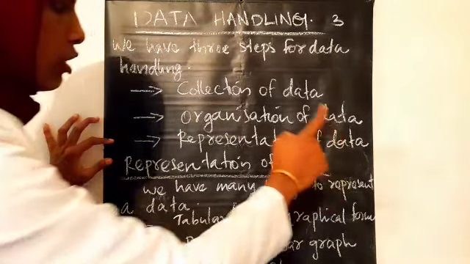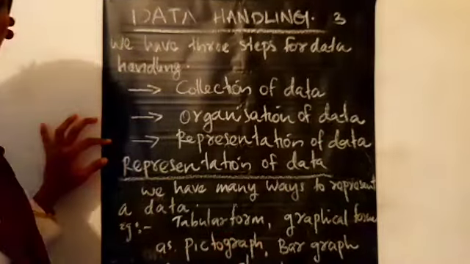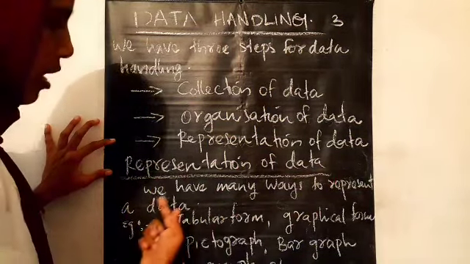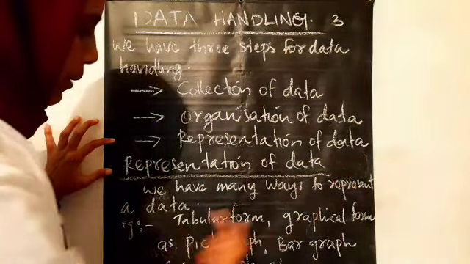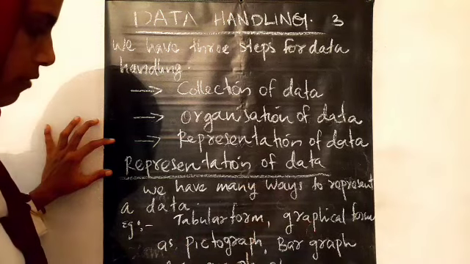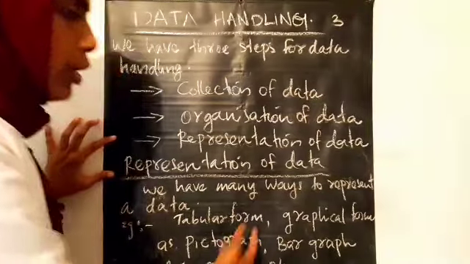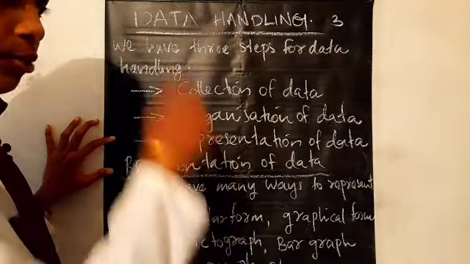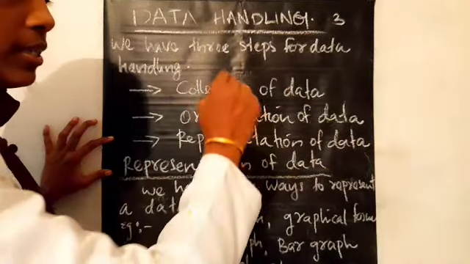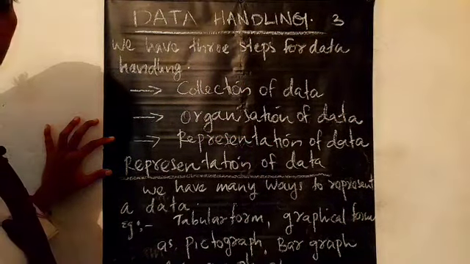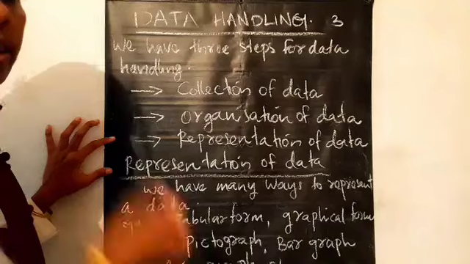Representation of data includes many different ways. You just look at the students, representation of data. We have many ways to represent data. What are the many ways? First one, you can represent your marks through tabular form. You can make a big table and write the names of students and the names of subjects, and you can write each and every mark of the students. That is the best way for representing a marks list.